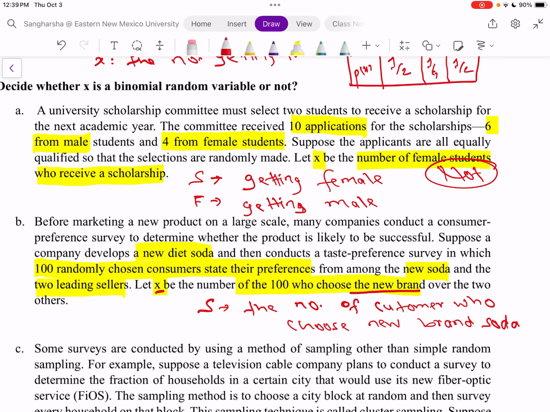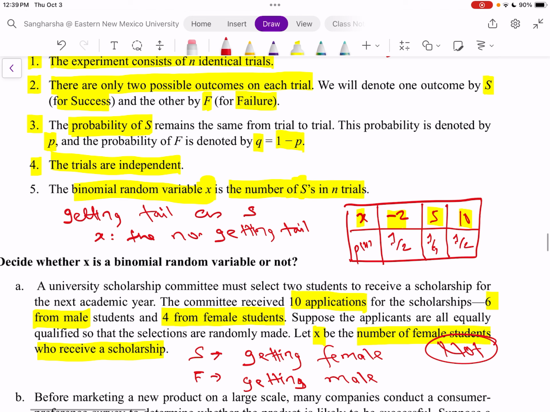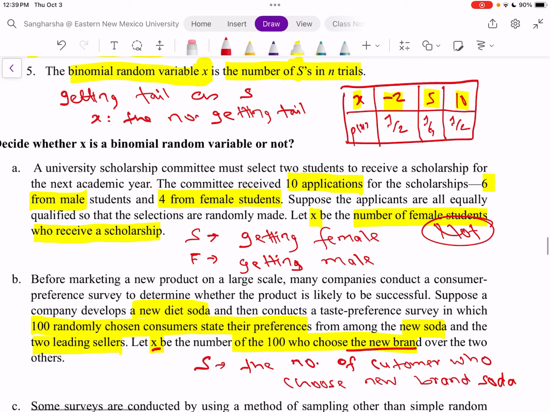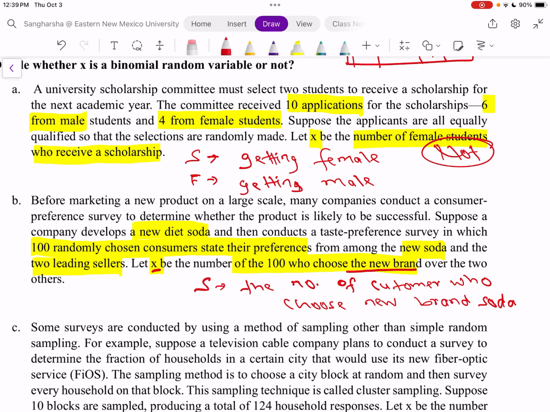So we have two possible outcomes here. Now let's go to number 3. Will the probability of choosing the new soda for each of the 100 customers be exactly the same? So will the probability that the customer chooses the new brand soda for all 100 customers be exactly the same? You said no. I feel like there's a predisposition of people. So what is the probability that you choose the new soda?